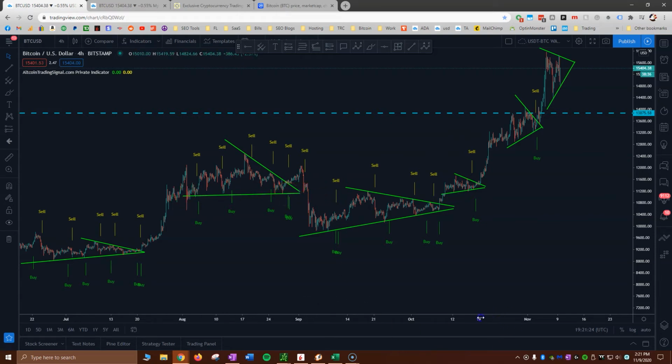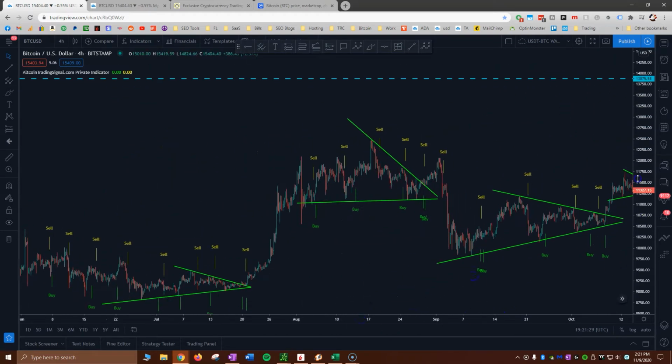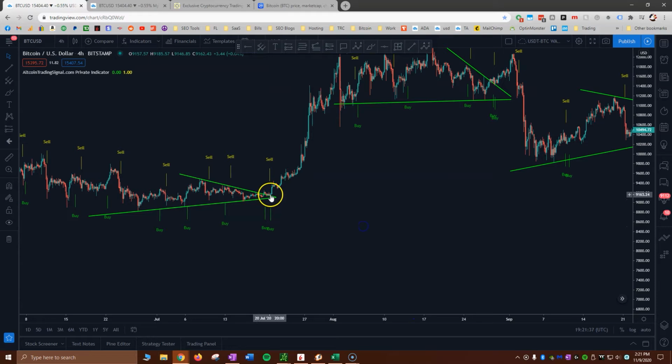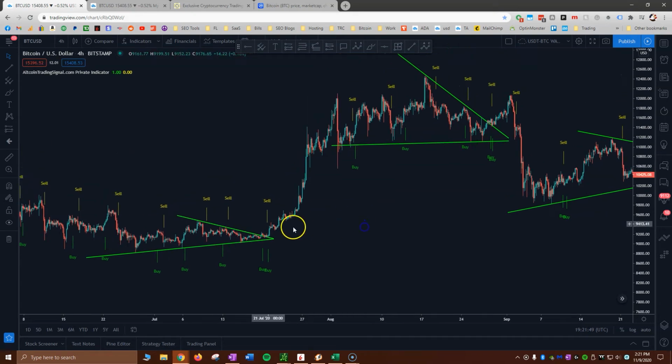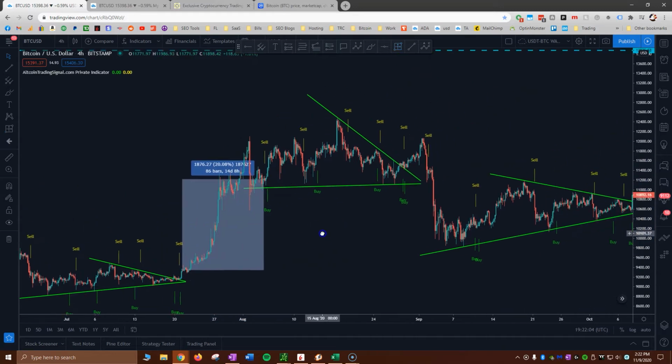What I would like to point out is that when these triangles are forming, and as you could see, you could draw these triangles pretty far back, and when they finally break in one direction, when you get that buy signal and then it breaks, that's a clear indication that the signal is going to be a very accurate and profitable signal. So right here was a buy after breaking this triangle, then a sell up here. That would have been 20% profit in 2 weeks.